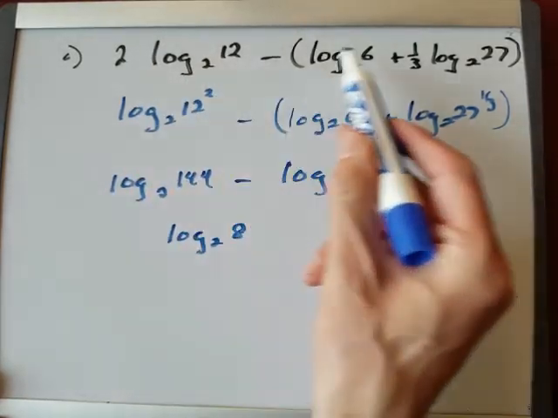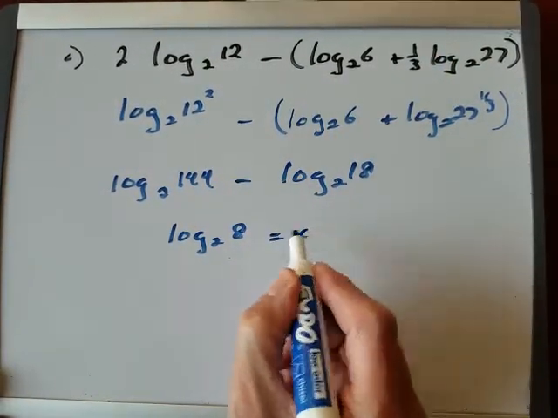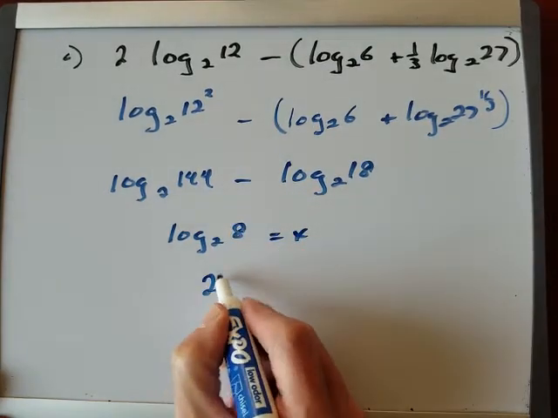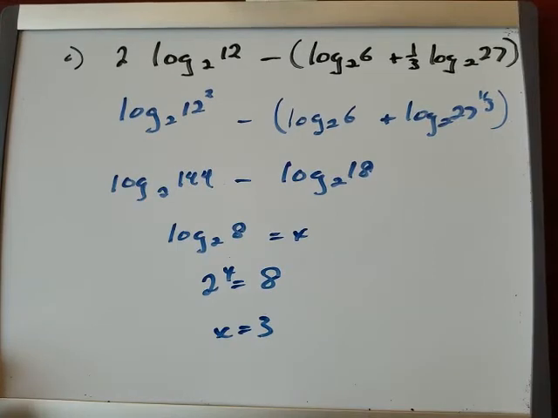We're supposed to evaluate this by using the laws. We can get back into the old trick of letting it equal x, doing the spin around, 2 to the power x equals 8. And we see that this evaluates to a nice clean value of 3.